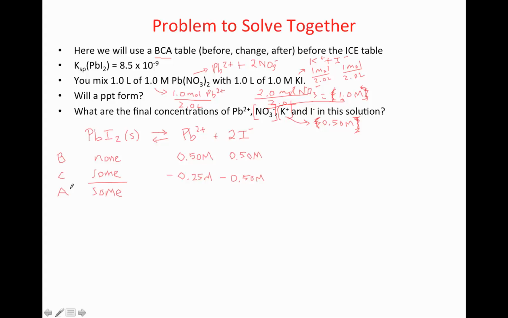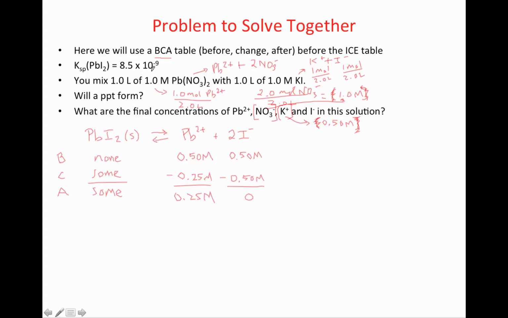And so I still have some here after this change. So this is before my change. This is the change. This is after. And now I get 0.25 molar, and I have 0. So the BCA table is incredibly important. It tells us what happens when we have a precipitate, or when we know a big change is going to occur. And heavens, a big change is going to occur here.